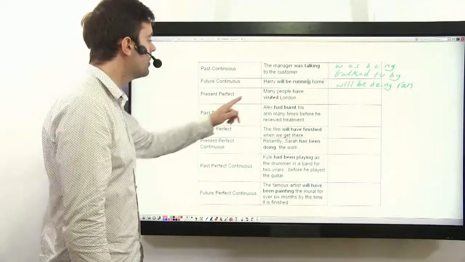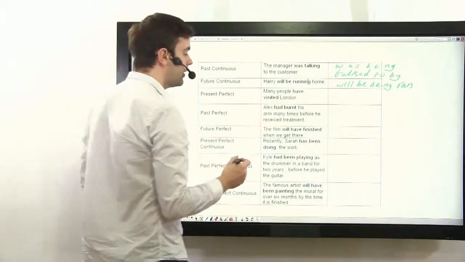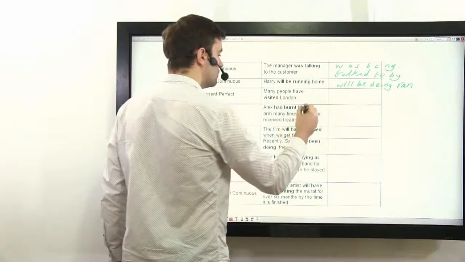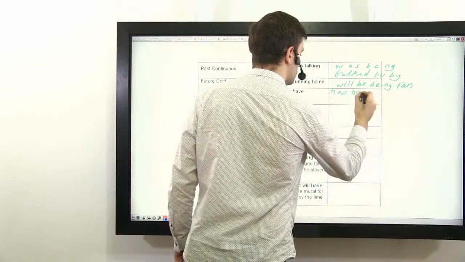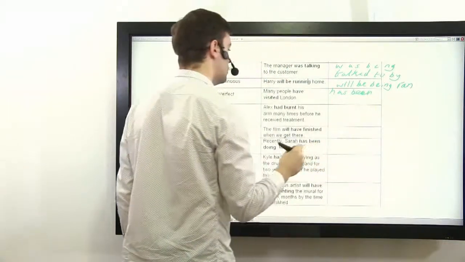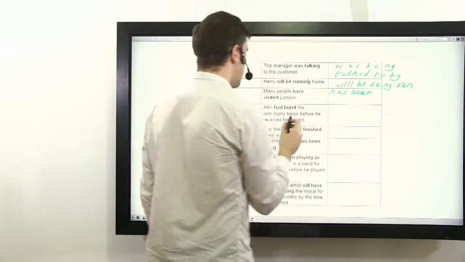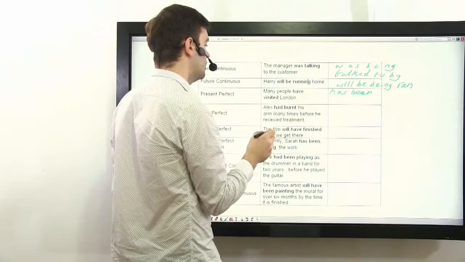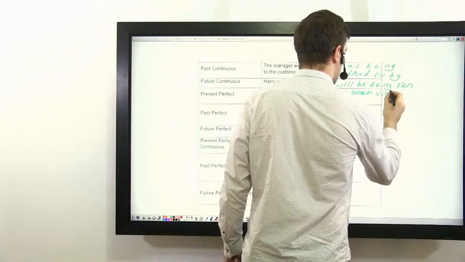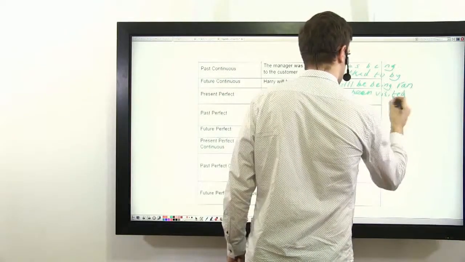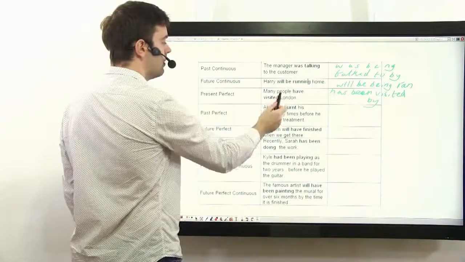Present perfect. Many people have visited London. So swap it round. London has been visited. Many people have visited. Has been visited. So London has been visited by many people.